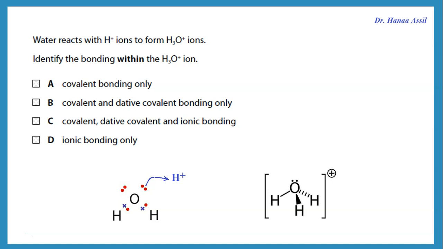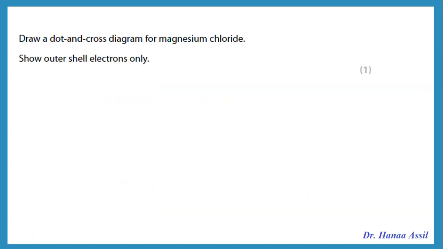So within the hydronium ion, we have normal covalent bonds in which we have a shared pair of electrons. Each electron comes from one of the atoms, and we also have a dative bond in which the two electrons, the lone pair of electrons on the oxygen, are used to make a bond with the H+. That is called a dative covalent bond. Remember, in the hydronium ion, we do not have any ionic bonding.